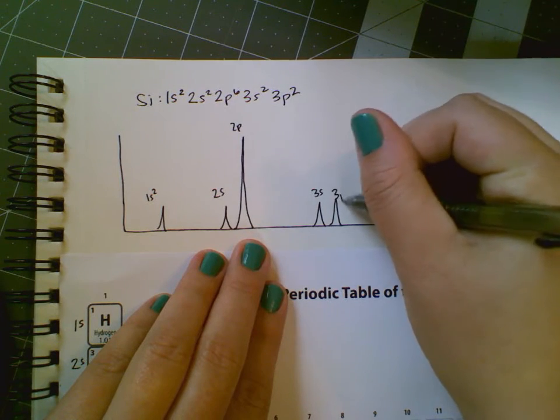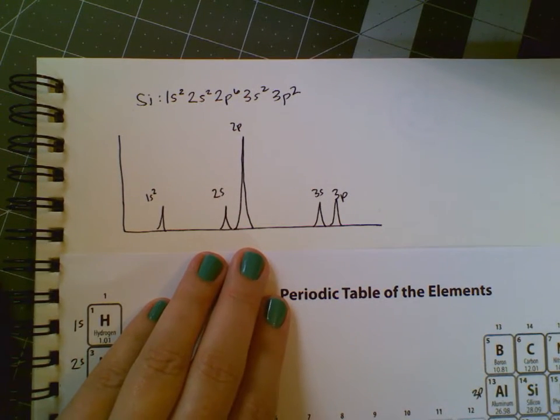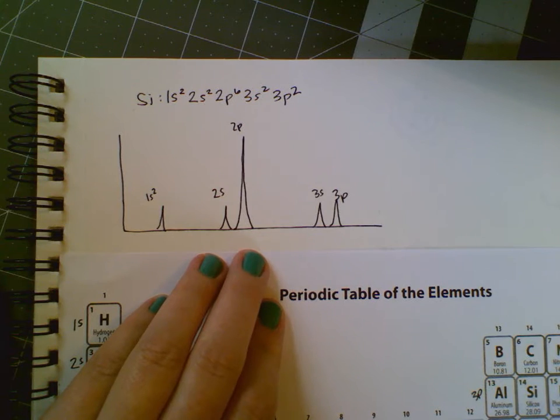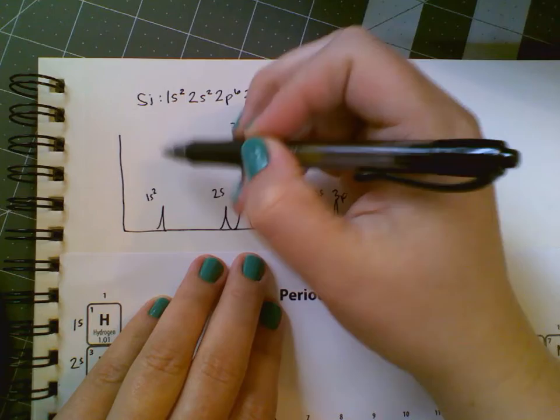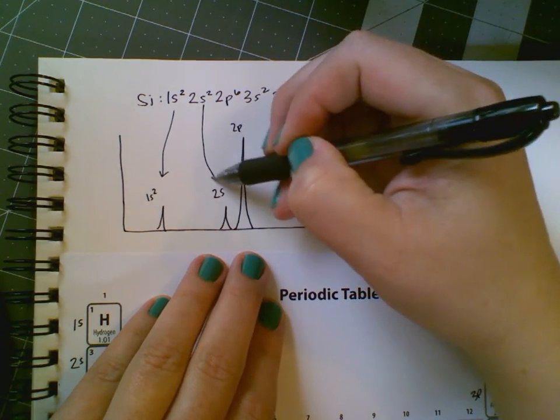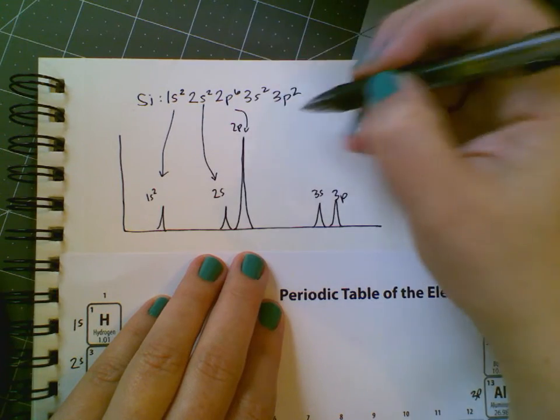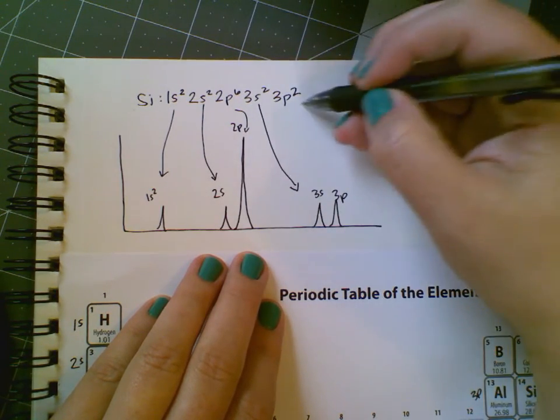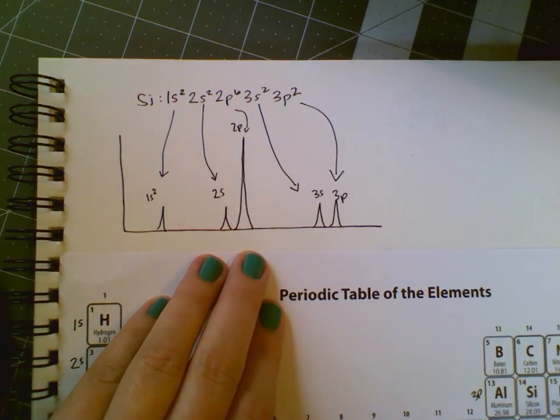And then the 3p. So when you think about it, a PES diagram directly relates to the electron configuration. They match up. So I've got 2 electrons in my 1s shell, 2 electrons in my 2s, 6 in my 2p, 2 in my 3s, and then 2 in my 3p.